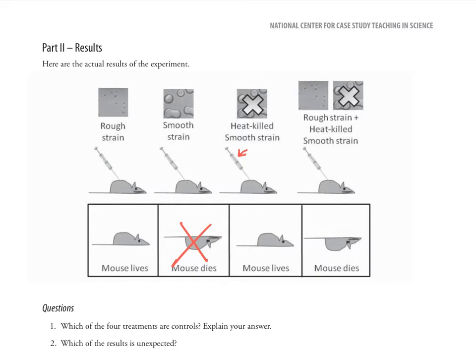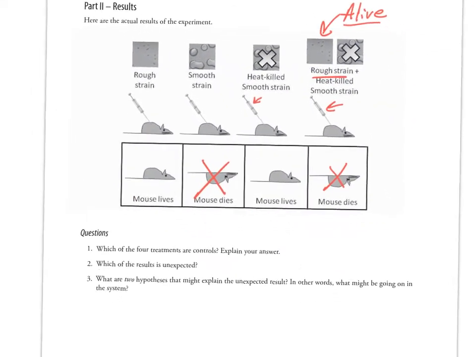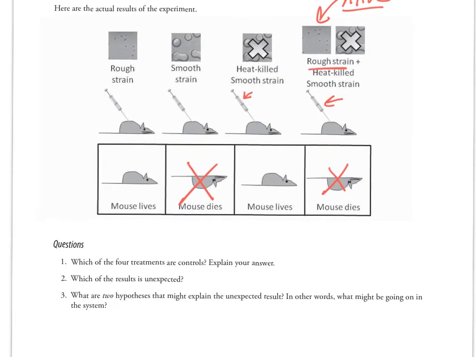Now this is the most interesting set of results. The rough strain, which is alive, right? This is alive, was put into the same syringe as the dead strain that caused disease. And now all of a sudden the mouse died. What happened? That's an interesting result.